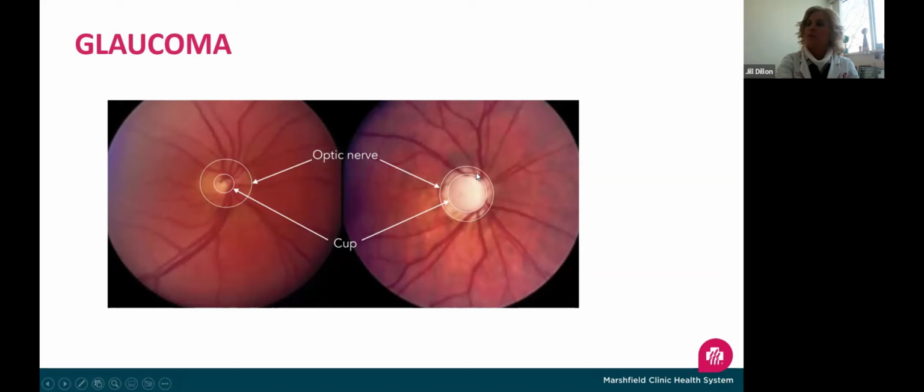And that's simply because if you think of this like a cake donut, the hole in the middle of the cake donut is getting larger because the rim, the outside of the donut, is being eaten away from the inside. And so that's what we see in glaucoma, and that's what we're trying to avoid, because this picture on the right-hand side probably is causing some damage to the peripheral vision already.